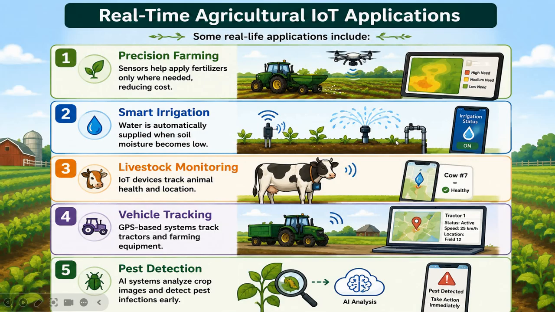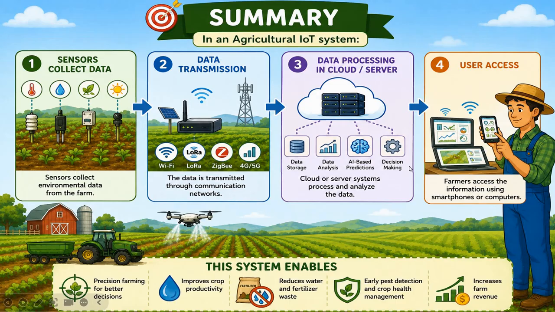Next you have livestock monitoring. Here the IoT devices track the animal health and the location. Then you have vehicle tracking, where the GPS based systems track the tractors and farming equipment. And the last is pest detection, where the AI system analyzes crop images and detects the pest infections early.